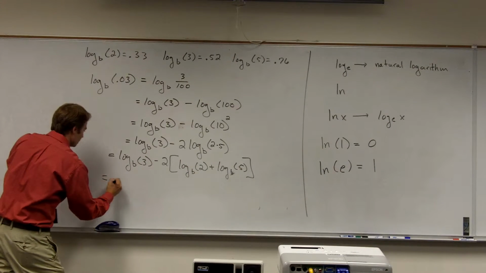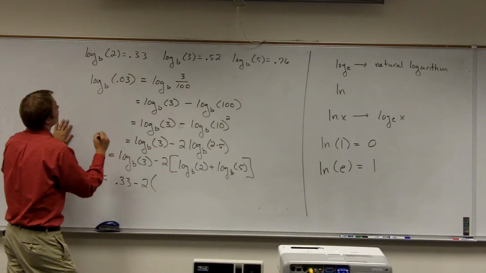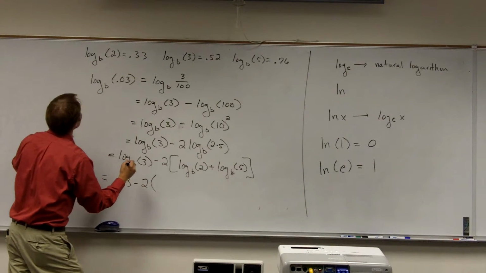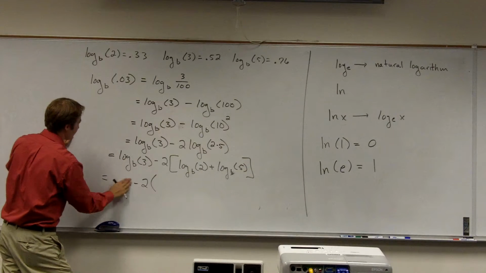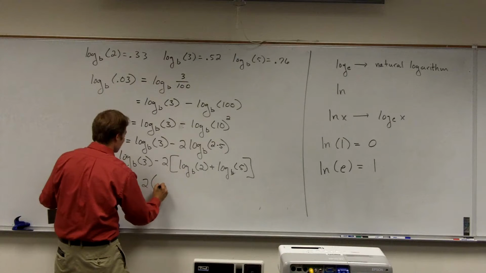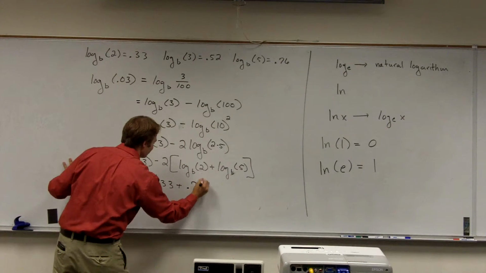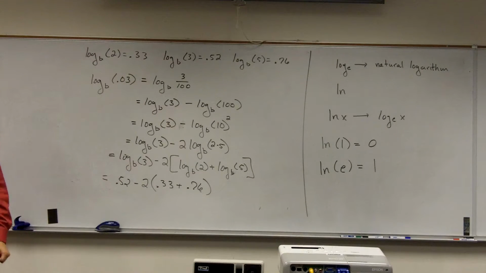So this will be 0.33 here, and then minus 2 times, I'm sorry, this one is 0.52, right? And then minus 2 times 0.33 plus 0.76. And then we can just crunch that into a calculator and get the answer, right? Or just do it by hand, of course.